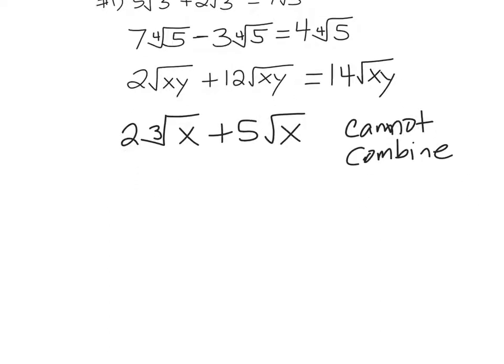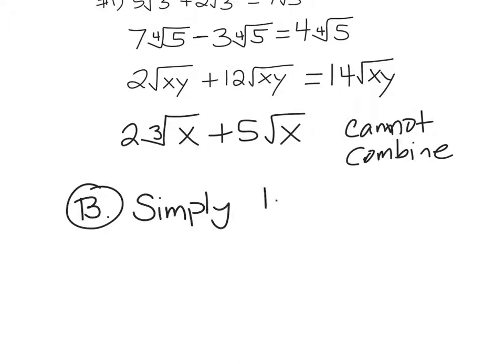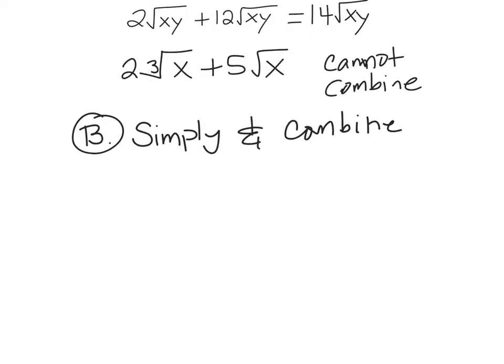All right, so that's pretty basic, pretty easy. Now let's go on to part B. Now I'm going to give you some that look like they can't be combined, but they actually can. So we need to simplify and combine. We need to simplify our radicals first so that we can see if they're the same radicand, and then we can add them up.